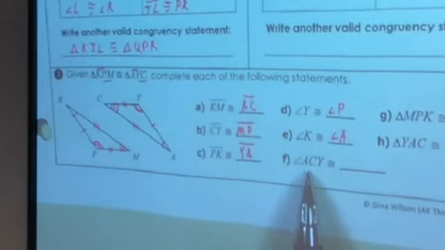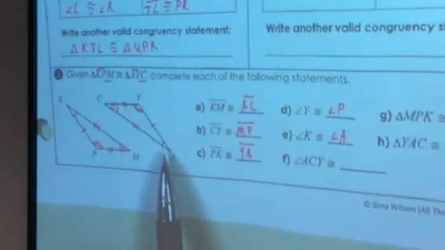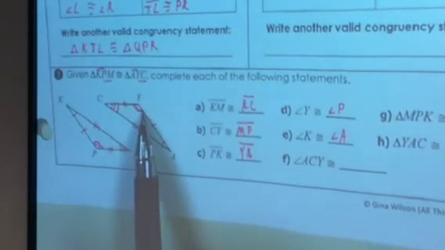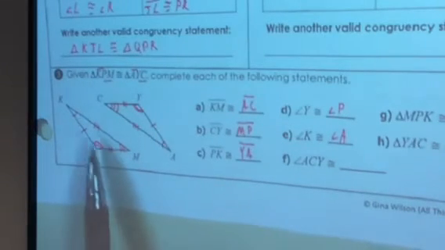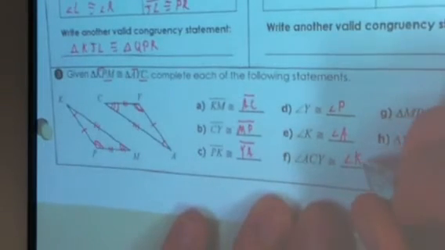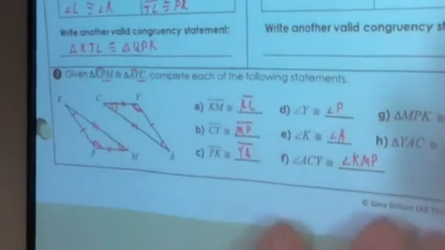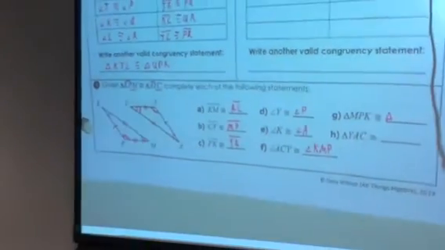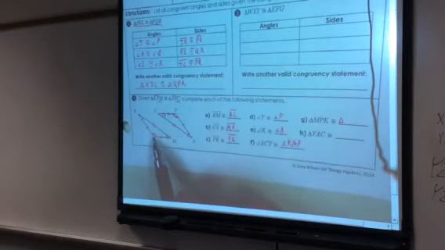So this says angle ACY. ACY goes from angle with 1 mark to 3 marks to 2 marks. So I have to go 1 mark, 3 marks, 2 marks, right? That'd be angle KMP. It's basically the same thing as when I have to make these congruent statements. If I say triangle MPK, that would be 3 marks, 2 arcs, 1 arc.